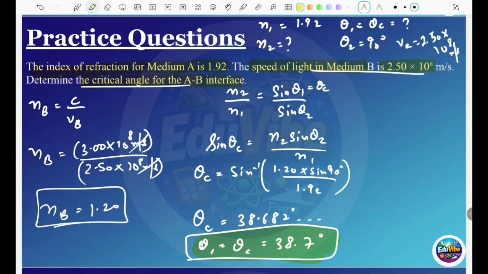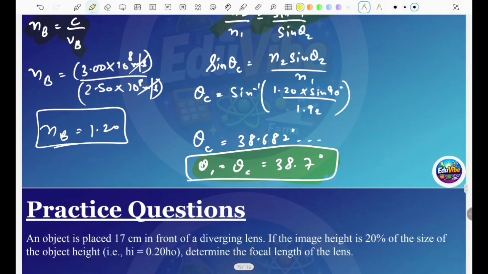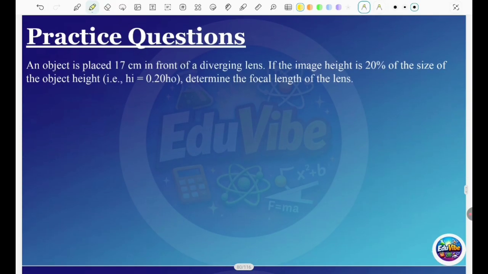So in one question, you use the index of refraction formula and also Snell's law. So that type of question, which covers two or three topics, can be given in your diploma. So I have to practice these types of questions too. Next question is from the lenses.